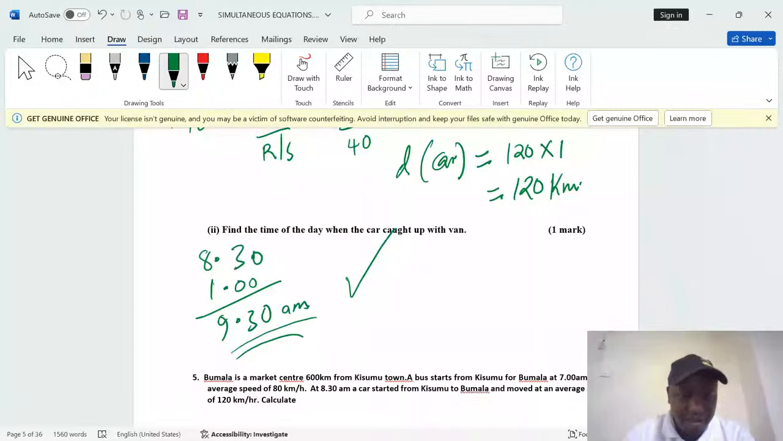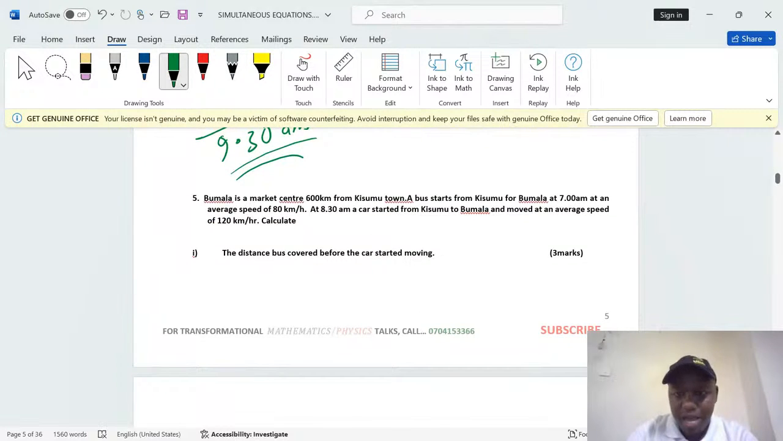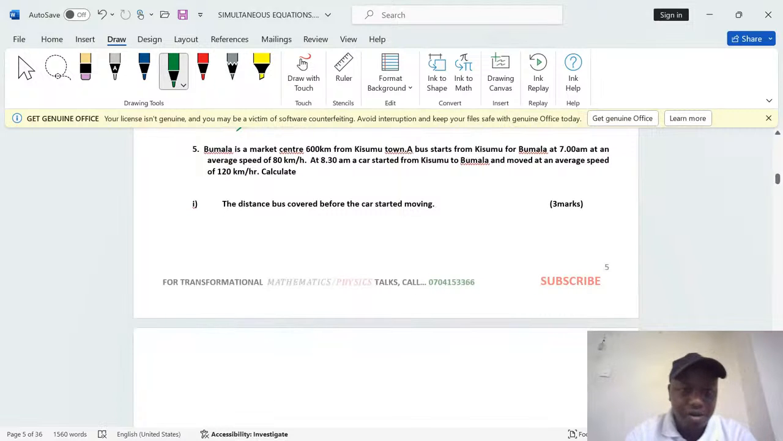We can look at another question, again about vehicles which are following one another, going in the same direction. Bumala is a market center, 600 kilometers from Kisumu town. A bus starts from Kisumu for Bumala at 7 a.m. at an average speed of 80 kilometers per hour. Then at 8:30, a car started.